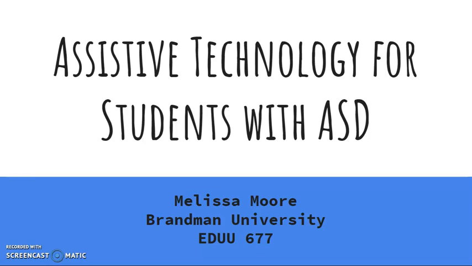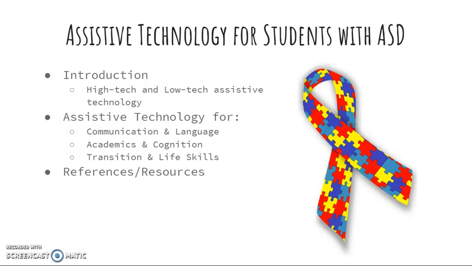Thank you for joining me for this presentation about assistive technology for students with ASD. The presentation will begin with an overview of what assistive technology is, including a comparison between high-tech and low-tech options. I also talk about some examples of assistive technology that can be used for individuals with ASD to support communication and language, academics and cognition, transition and life skills. And I will conclude the presentation with some helpful references and resources.